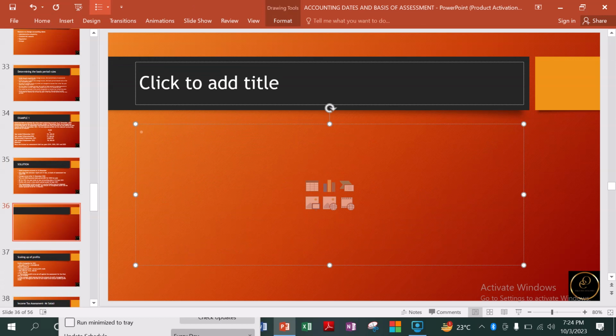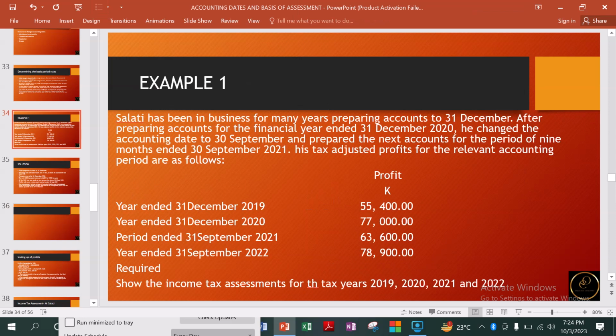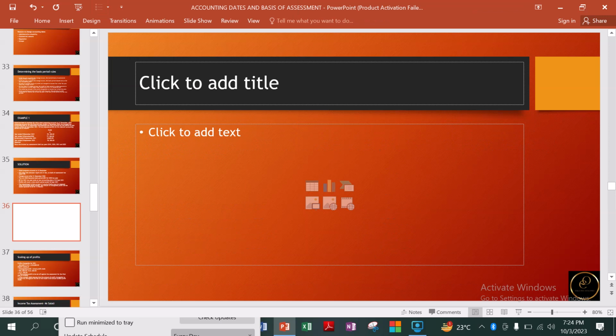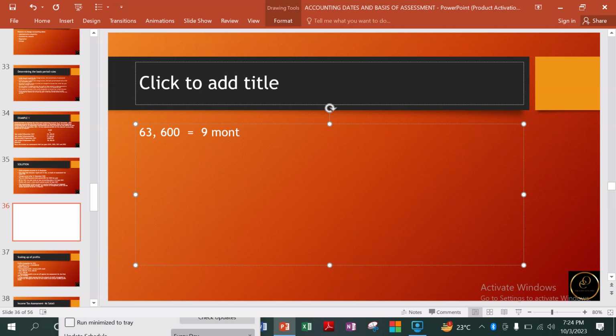So you are saying the figure is what? The figure is 63,600. 63,600 is equivalent to 9 months. Okay, it's the 63,600 kwacha for 9 months.